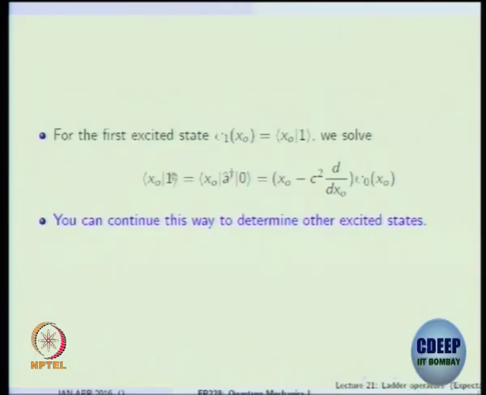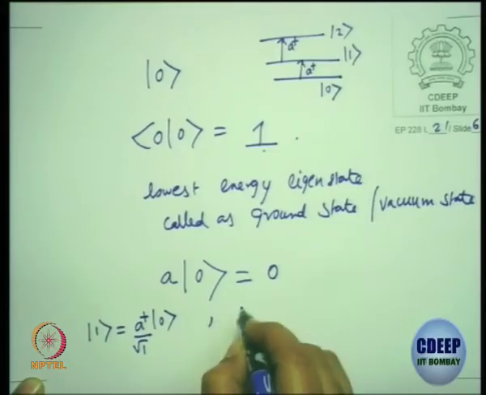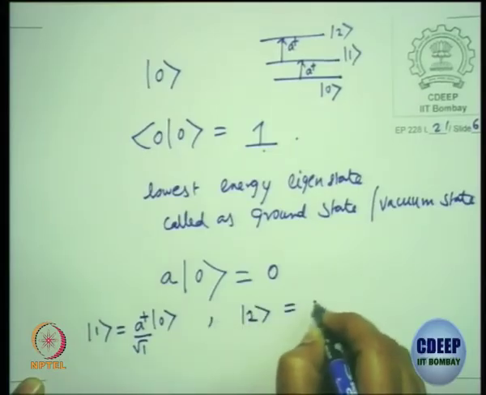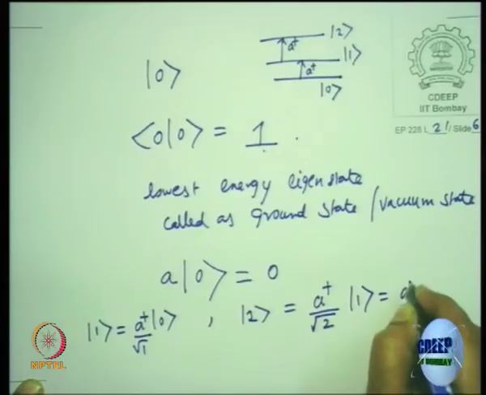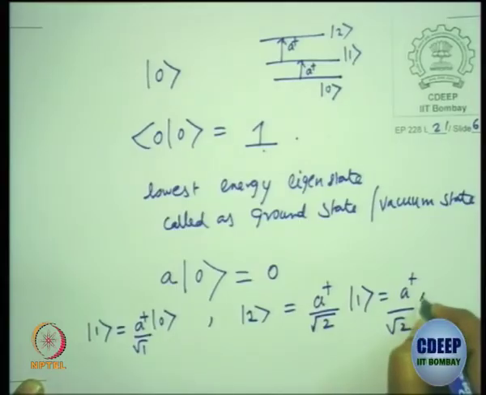If you want to find a ket n, what do you have to do? I have to do a dagger to the power of n, but there will be a factor. You have to divide it by root n factorial. So if I want to write ket 1, it is a dagger on 0 divided by square root 1. If I want to write ket 2, it is a dagger divided by square root 2 on 1, which is a dagger divided by square root 2, a dagger divided by square root 1 on 0.